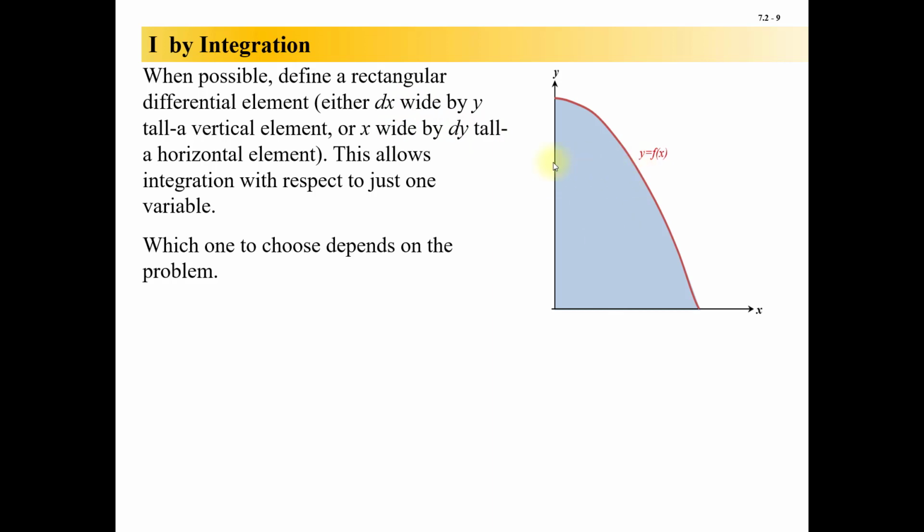Okay, and then for a vertical element, the one that's dx wide, dA becomes y times dx. So then we're just integrating with respect to x, and if we've got a horizontal element, we're integrating with respect to y.